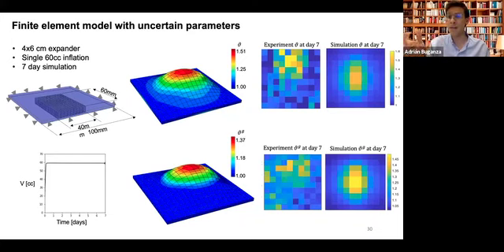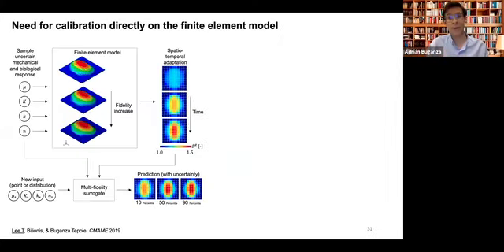But what we did was the calibration, we did it in the ODE. And in reality, what we need to do is to do the calibration directly on the finite element model. And to do that, we, again, need to replace this model with a surrogate. Now, the one thing that I would like to point out is that instead of the usual surrogate that I was showing before, we want to be able to account for different types of models.